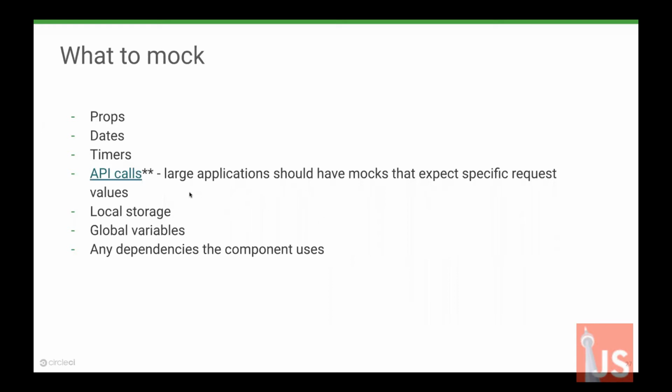API calls you should mock. I've linked to this external article, Kent C. Dodds' article, basically saying that large applications should have special mocks for the API that expect specific requests. Sometimes you'll see people reach for mock fetch or mock Axios, whatever mock exists for their fetching library. But sometimes you want a specialized one for your app that expects certain things in the request body, so that you know your front end is sending the right request to the back end.